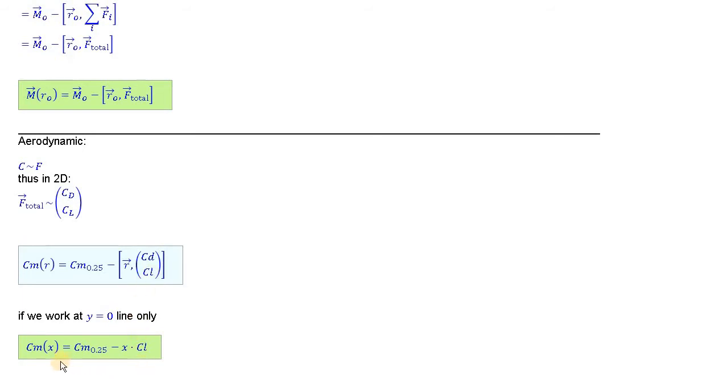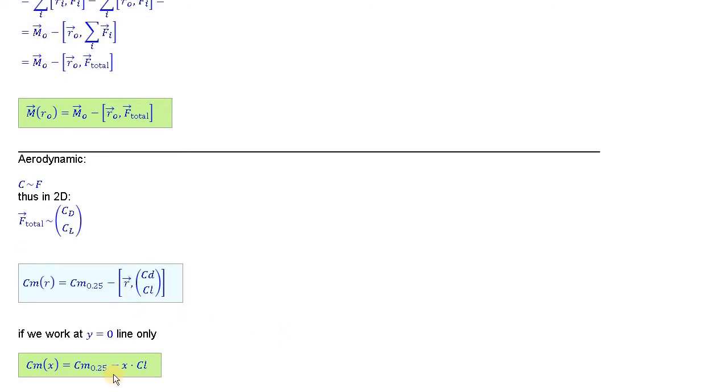So in that case we have this reduced equation, very simple. The moment coefficient stays the same, but then minus x multiplied by the lift coefficient, because the lift coefficient is normal to the x-axis, so it's going to make a contribution to the cross product. Now let's see the results for the simplest case when y equals 0.